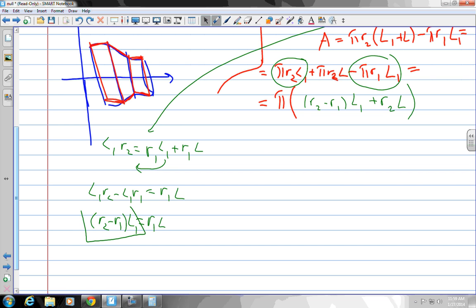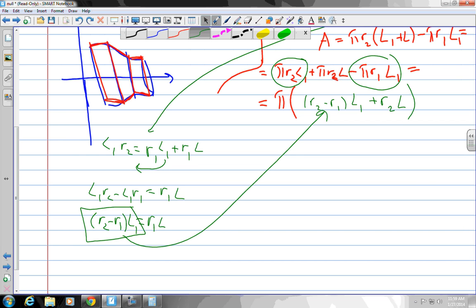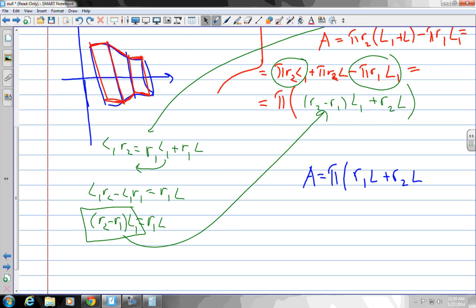So this matches, right? So I'm going to replace that. So we're getting this volume. I'm sorry, we're getting the formula for the area. So I'm replacing this with R1 L. Missing something in there.